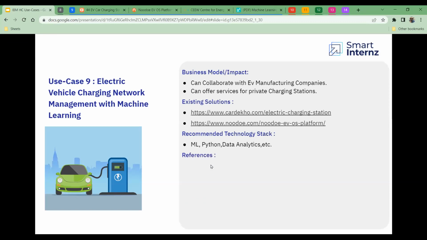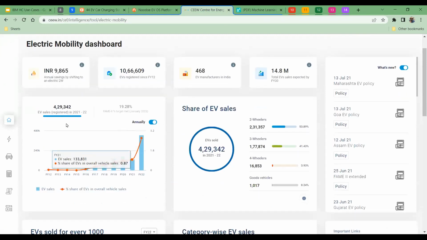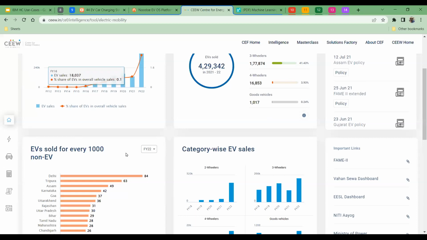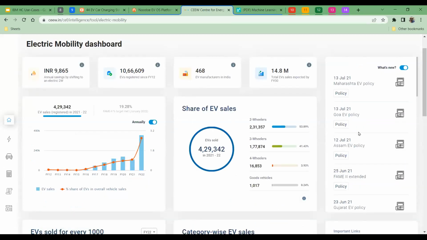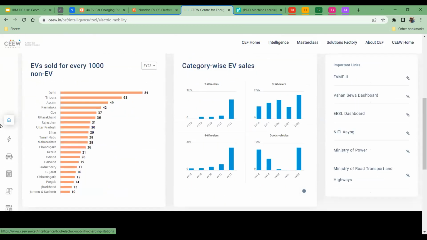And let's look at the references we have, which we can use to understand more about the problem statement. This is the Centre for Energy Finance, the CEEW council. Here on this website, see, this is what I am talking about, the data analytics that we can create. Here they have an electric mobility dashboard, where they show the EV sales currently happening, in this format also. You can also find different types of policies, because each state has a different policy on EV. Maharashtra has a different policy, Telangana has a different policy, Bangalore has a different policy, because of the subsidies the state government is offering. So you can find the different policies here. And if you go to the left hand side, you will have charging station networks also.